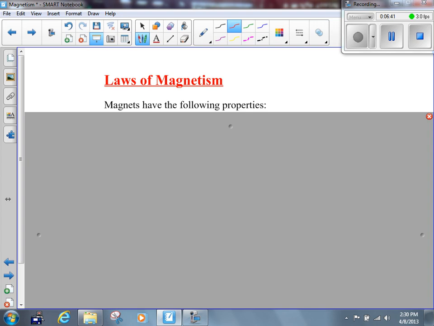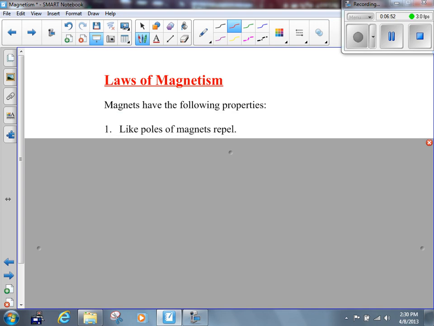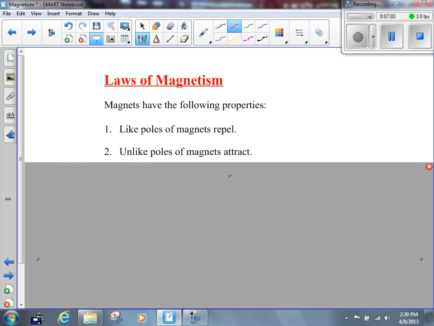We're talking about magnetism. Instead of charges, we've got poles. Instead of being a positive charge, we've got a north pole. Instead of being a negative charge, we've got a south pole. We're going to say that like poles, just like charges, are going to repel each other. They're going to push each other apart. Similarly, we're going to say that unlike poles, just like unlike charges, attract each other.